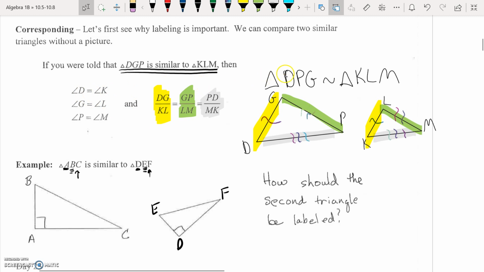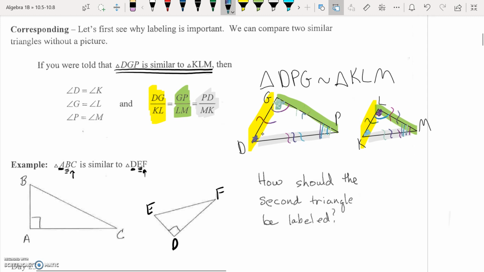So if I look at my first letters, D and K are going to be equal to each other. On the drawing then, I could say this angle down here is the same size as that angle. The second letters, angles G and L, would be equal to each other. And the third letters, P and M, would be equal to each other.